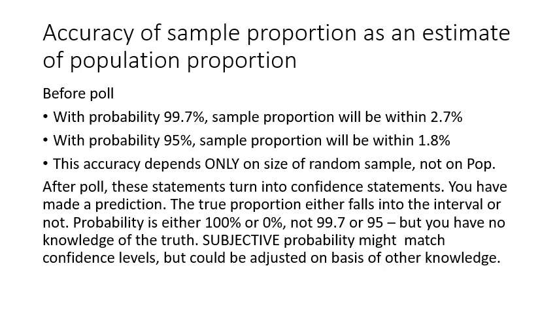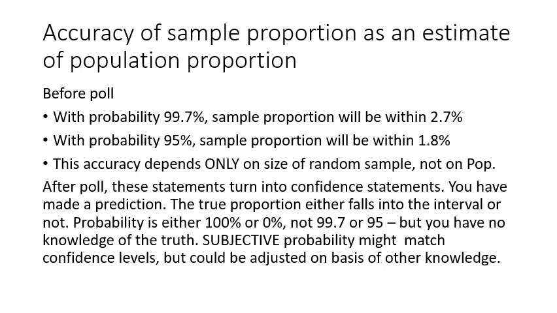One more interesting thing is that this accuracy depends only on the 3000. The number of 155 million didn't enter into these calculations. So the size of the population does not matter. The accuracy only depends on the size of the random sample.